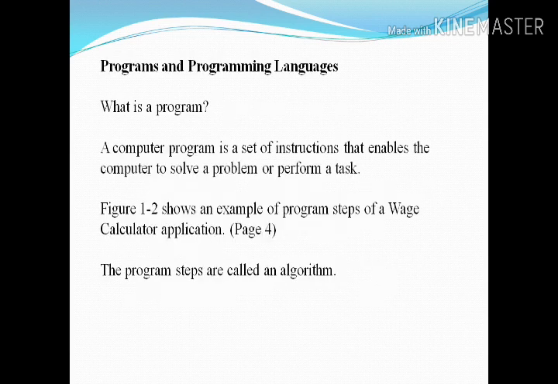Now after that, programs and programming language, that knowledge we need. What is a program? A program is a set of instructions that enable a computer to solve a problem or perform a task. Here figures 1 and 2 show you the example of program steps for a calculator application. The program steps are also called an algorithm.